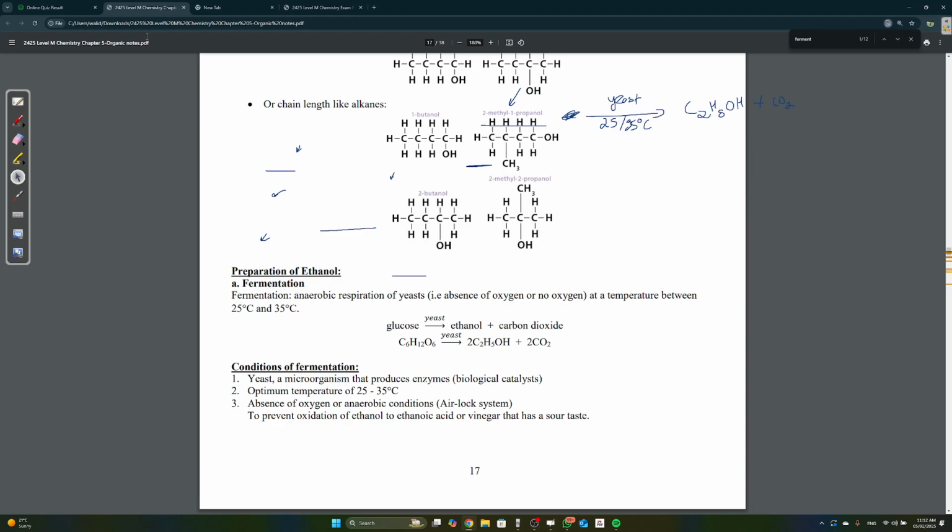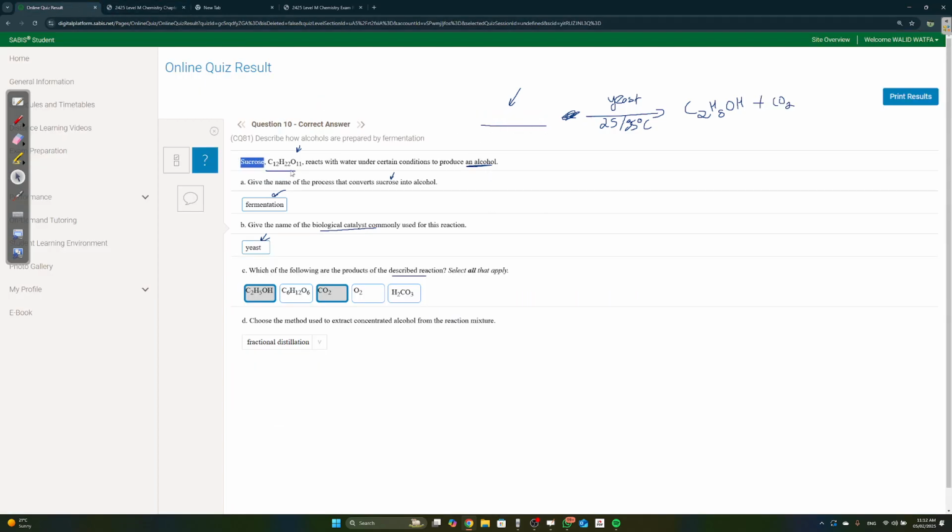Someone's going to come and tell me, Waleed, isn't it sucrose? In bio, sucrose and glucose are kind of the same thing when it comes to this stuff. I'm not going to go into details because there's no point. I don't want to talk bio. I dropped it for a reason. But they both work.